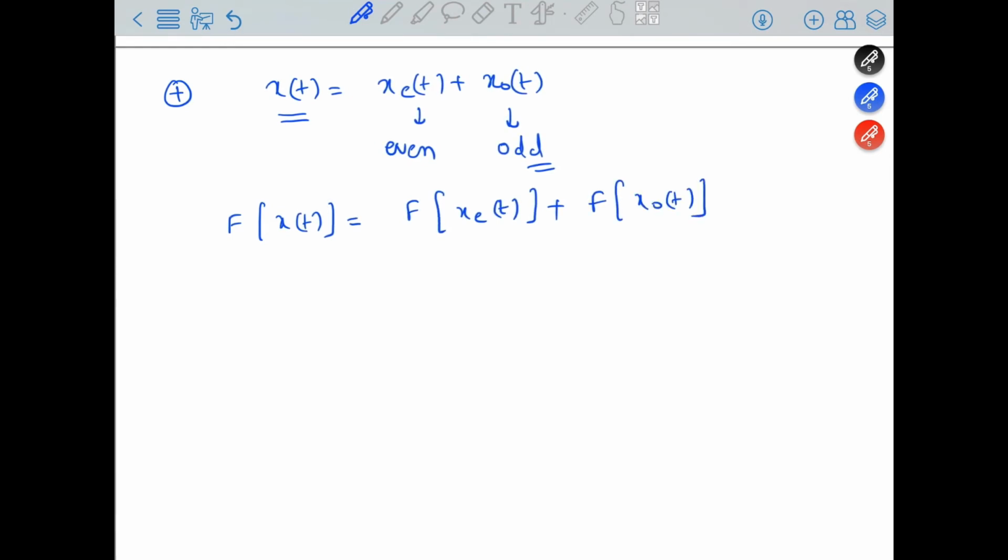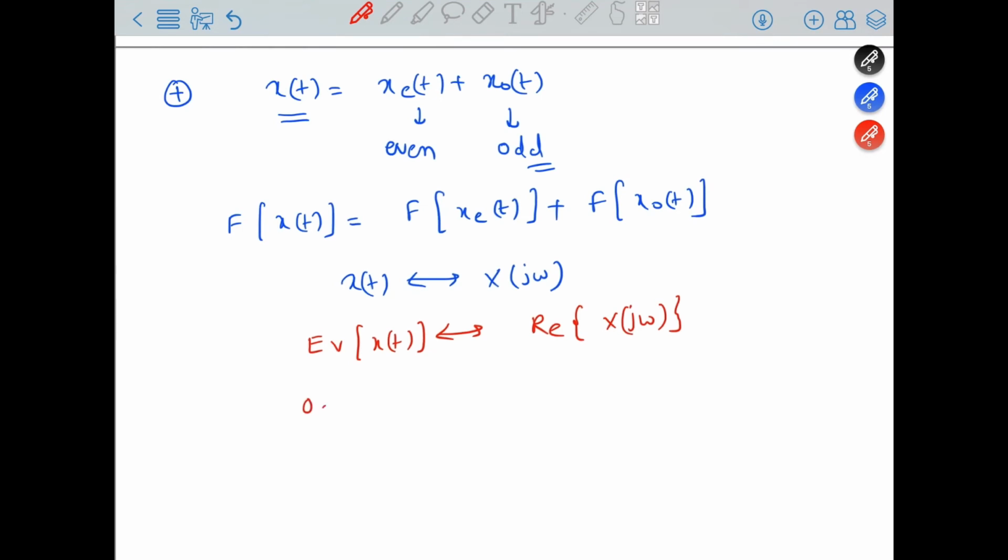So what does this infer? Suppose we have x(t) as a signal and X(jω) represents its Fourier transform. What we will get is that the even part of x(t) has a Fourier transform which is equivalent to the real part of X(jω). And what will be the odd part? The odd part's Fourier transform will be equal to j times the imaginary part of X(jω).